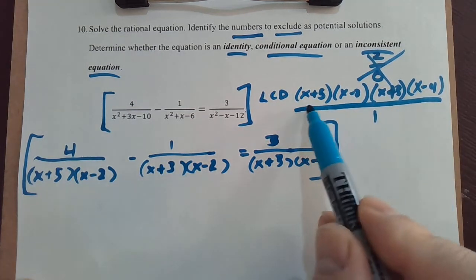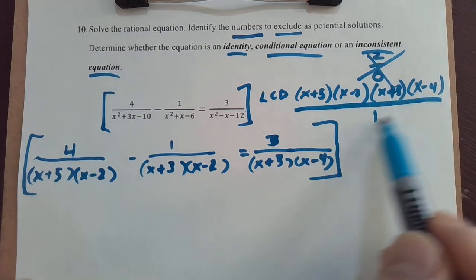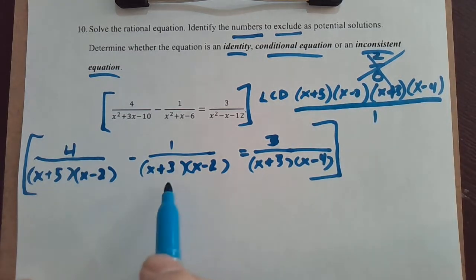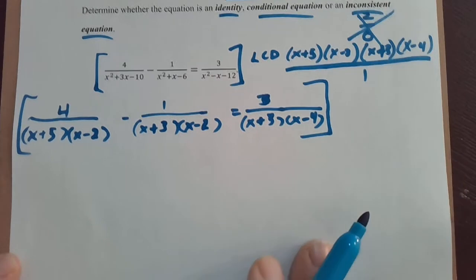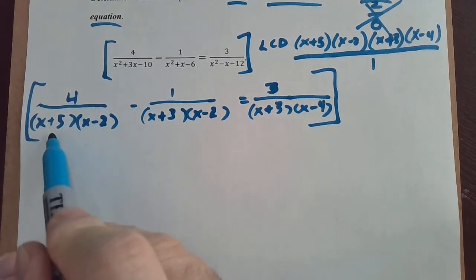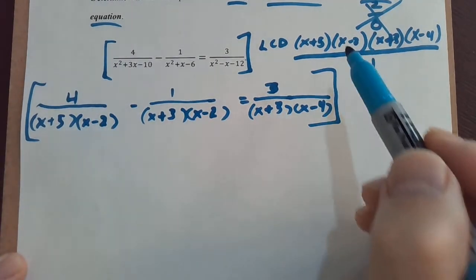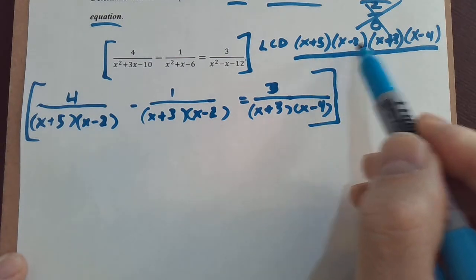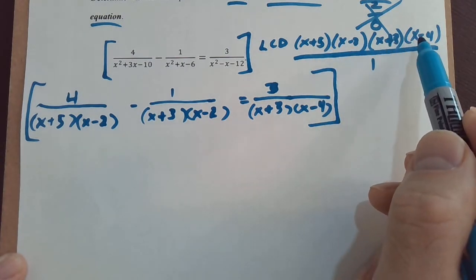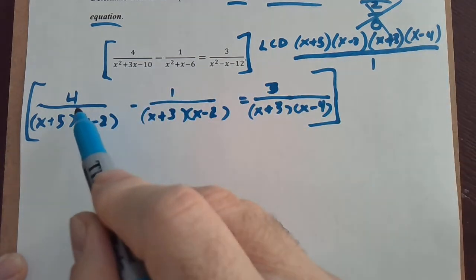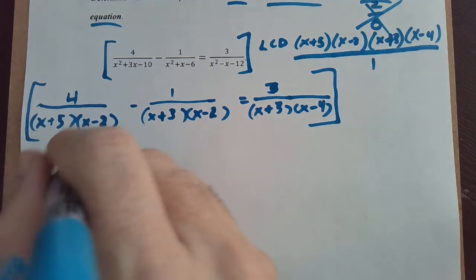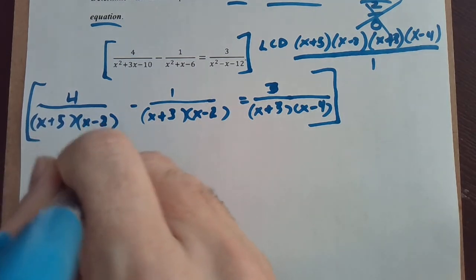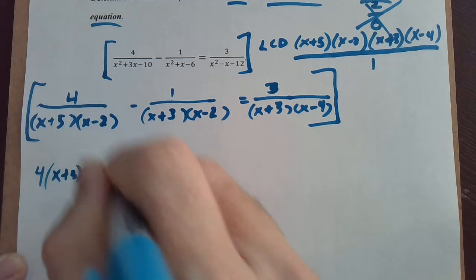So I need to multiply this LCD, these four terms multiplied together, by every one of the three terms in this equation. So when I consider the first term, this x plus 5 and the x minus 2 are going to cancel out with this x plus 5 and x minus 2 and leave us with x plus 3 times x minus 4 times that number 4. So 4 times x plus 3, x minus 4.